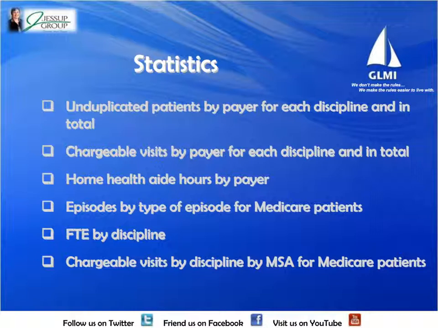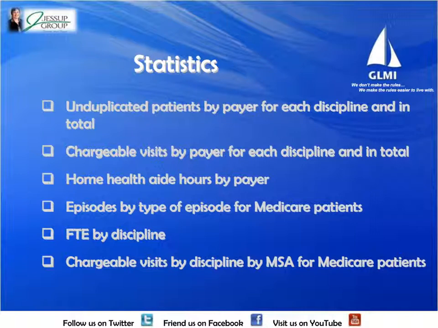You need to collect episodes by type of episode, so full, outlier, LUPA, and PEP. And number of FTEs by discipline. For that, it wants to know also how many directors and administrators you have, and then other overhead FTEs. Just a reminder, FTE stands for full-time equivalent, which is normally defined as 2,080 hours a year. So if you have a lot of part-time staff, you may need to do a calculation to get that number.